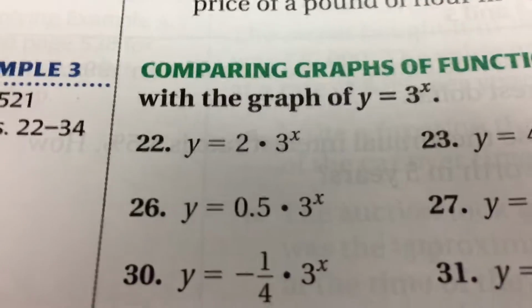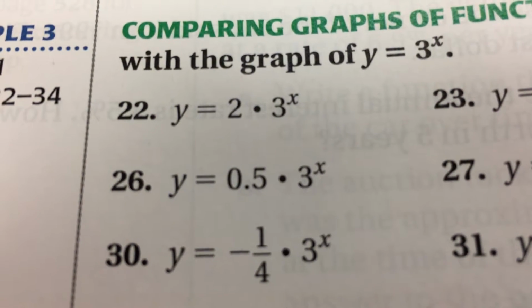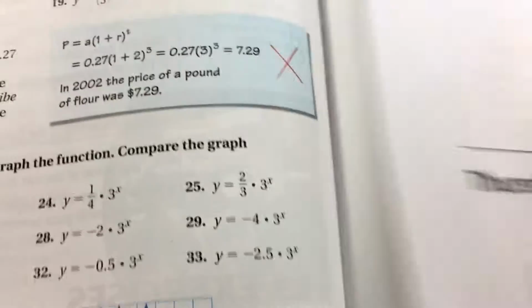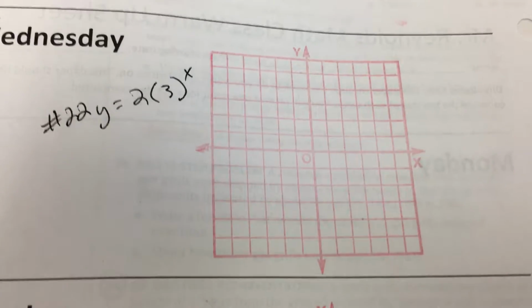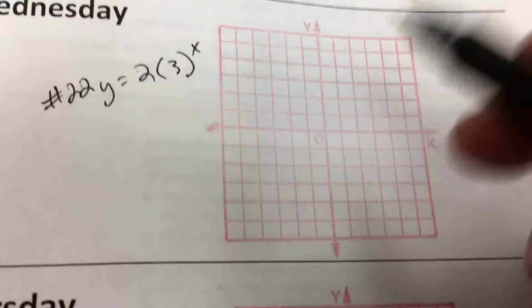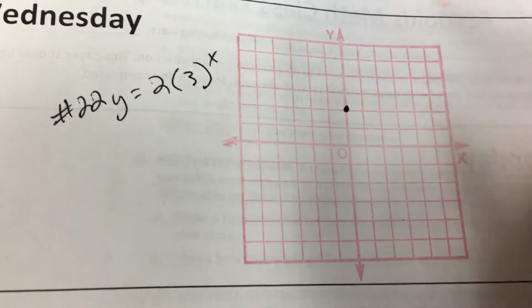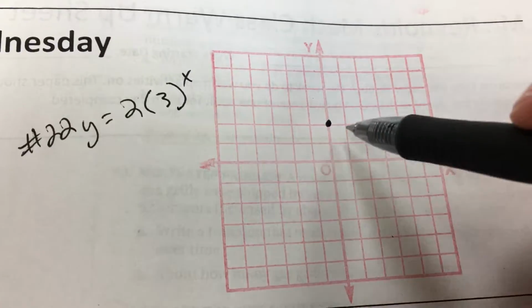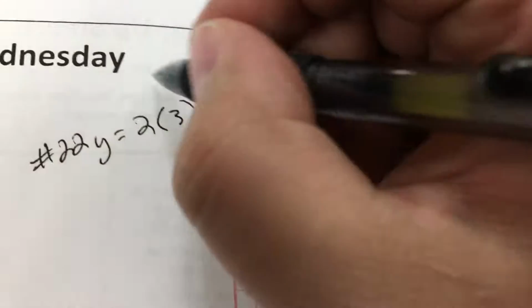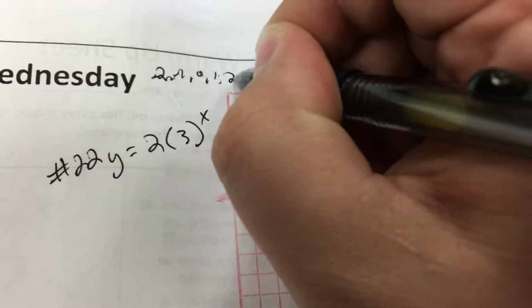So I'm actually just going to do number 22 real quick, y equals 2 times 3 to the x. Well, this is pretty simple. We know that A is the y-intercept, which is right there. So I plot it right there. And then I start plugging in. I know I'm going to plug in -2, -1, 0, 1, 2.